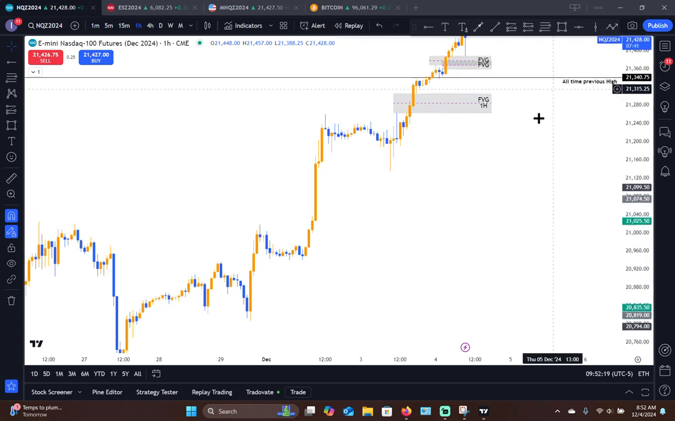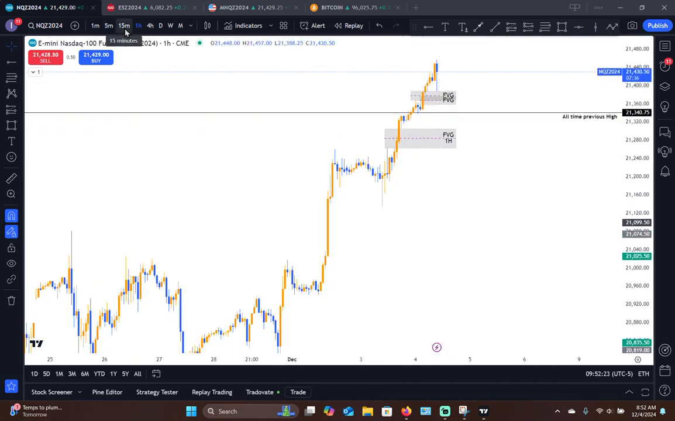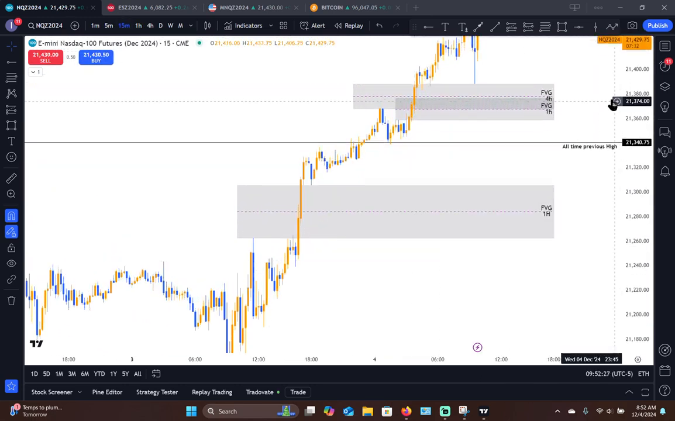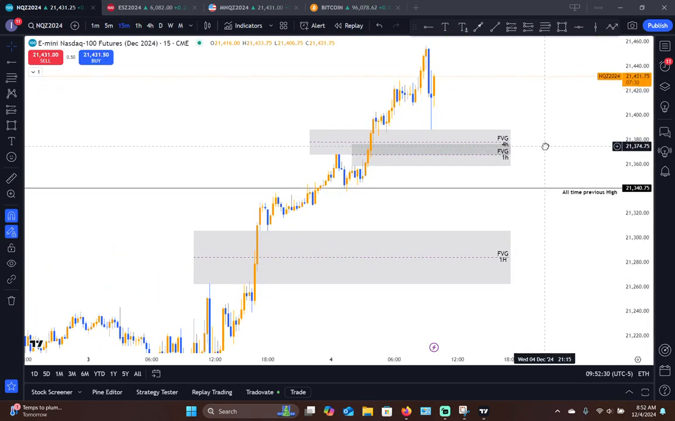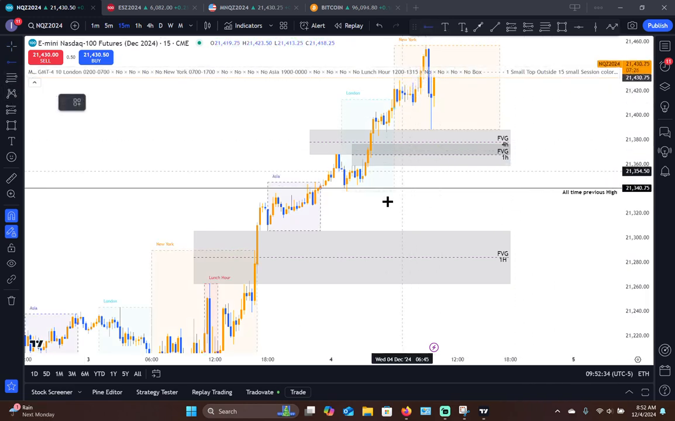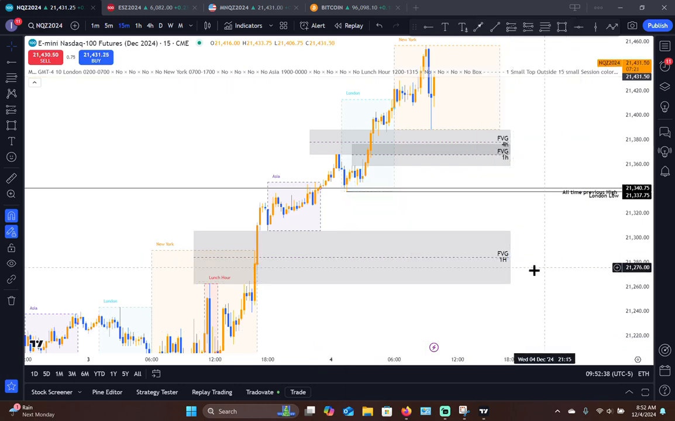All right, 1 hour structure, key levels, got those marked out. Now, since I got all my levels marked out, well, no, let me go to the 15 minute. I like marking 15-minute levels too. And where was London at? I want to mark the London low. Oh, look at that. So we got the London low and the previous high right next to each other.